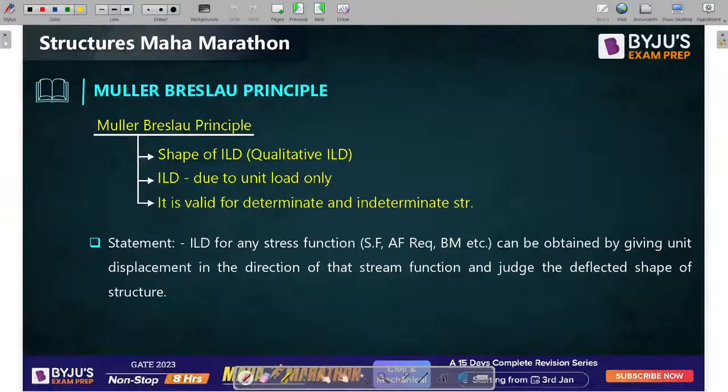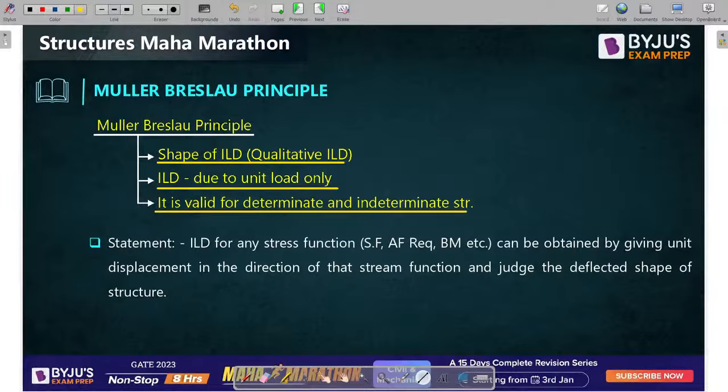So as per Mueller Breslau principle, we are able to develop the shape of ILD only. Only the shape of ILD we are able to predict, right? In this case, we will not get the values. Second, due to unit load only, we are able to draw the ILD, not due to unit moment. Third point, it is valid for determinate and indeterminate structure both. Whether it is determinate structure or indeterminate structure, we are able to develop it.